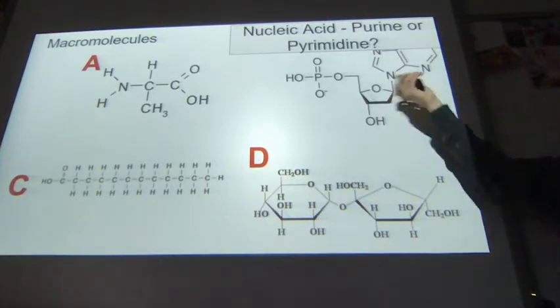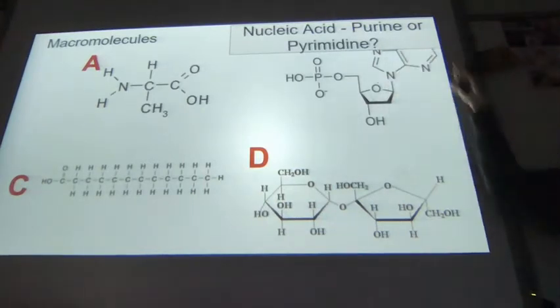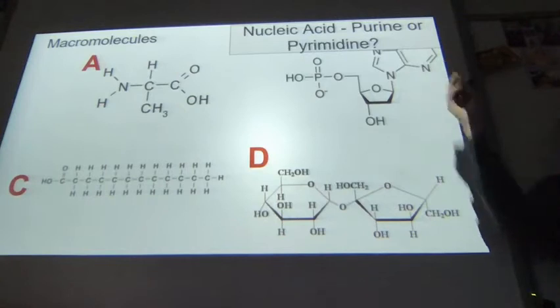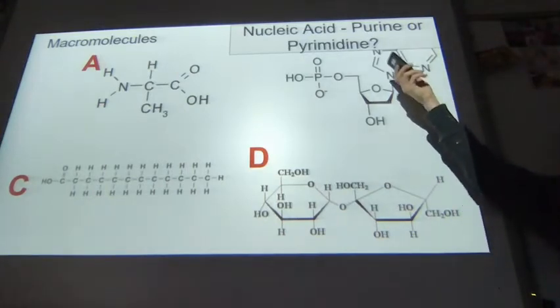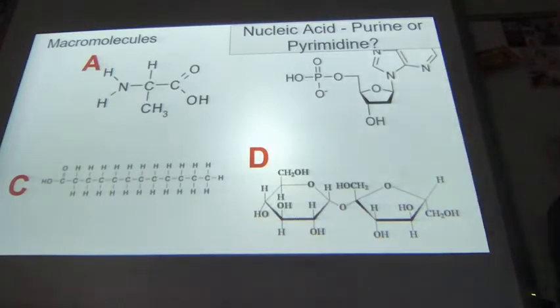This is what it looks like. It'll always look like this. It'll either have 1 ring or 2. It's the only difference between them. So this is a nucleotide, by the way. It says nucleic acid, but it's a polymer.